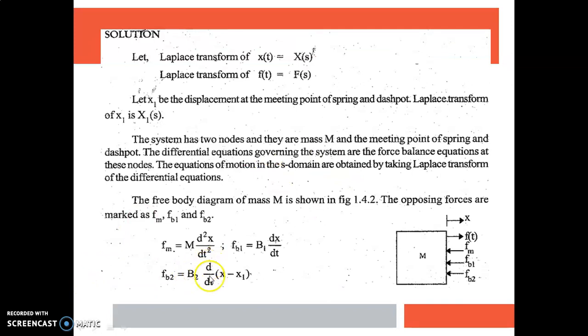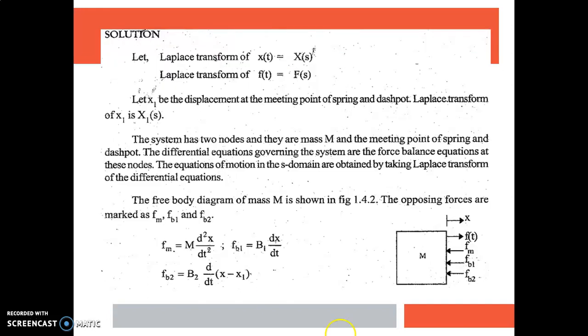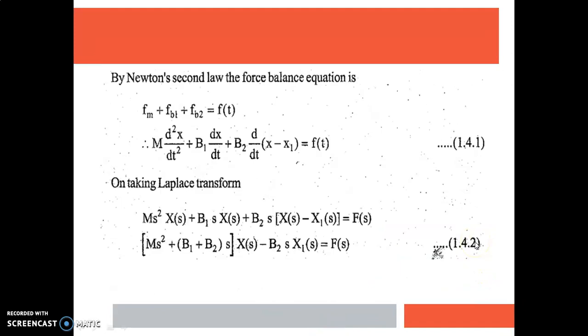B2 into d by dt of x minus x1. So we got the equations. Now we have to write, according to Newton's second law, the force balance equations for the first mass body. We can write it as Fm plus Fb1 plus Fb2 is equal to F of t. So you substitute the equations: m into d square x by dt square plus b1 into dx by dt plus b2 into d by dt of x minus x1 is equal to F of t.